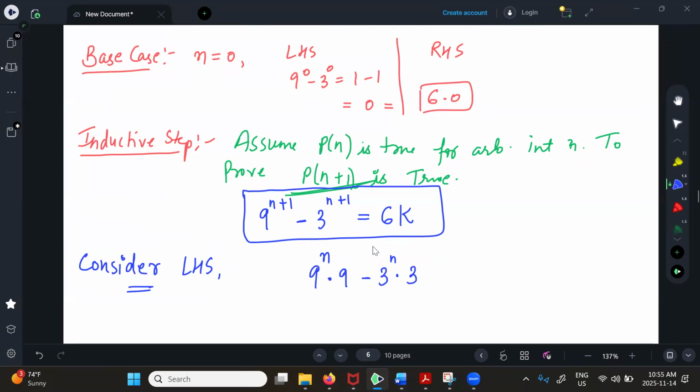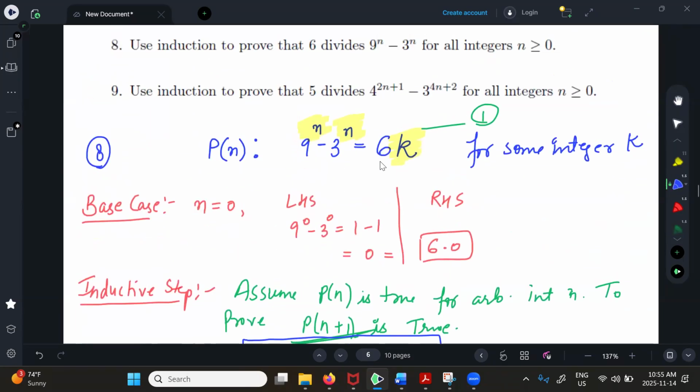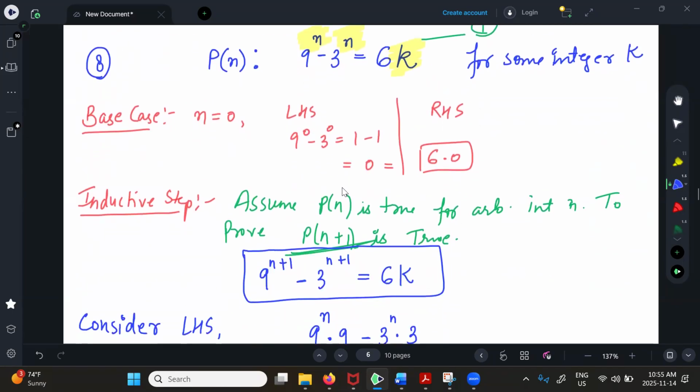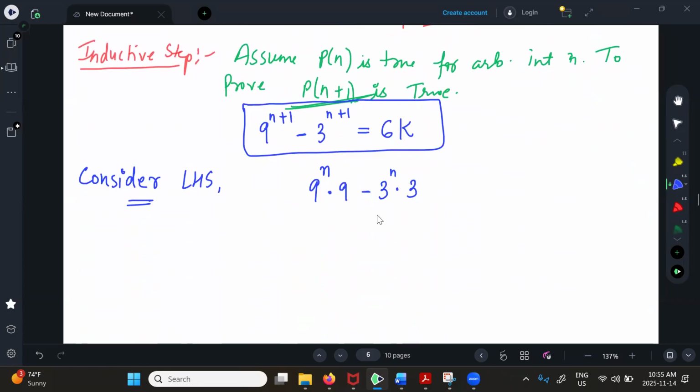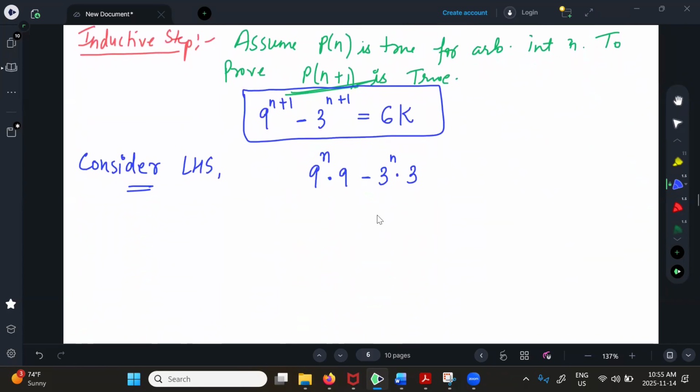Somebody tell me. I have to use my inductive step somewhere, right? So I need to get 9 to the n minus 3 to the n somewhere here. Yes. We can split it up so that we get 8 times 9 to the n plus 9 to the n. And so we're forcing the terms to show up more. So right now, do that.